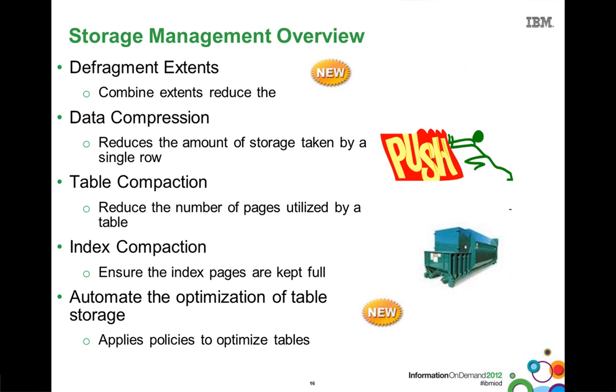Next, we have data compression, and this is really in-row or in-table storage, and it's really there to reduce the amount of space a single row takes. So if the previous row was 600 bytes, we would drop it to, say, 250 bytes, compressing that row.